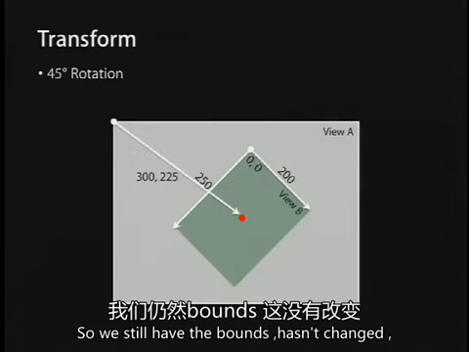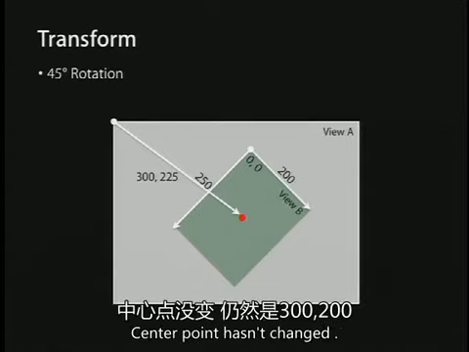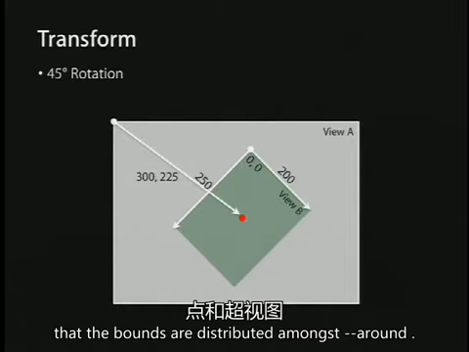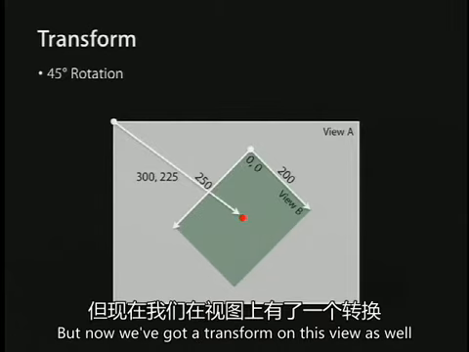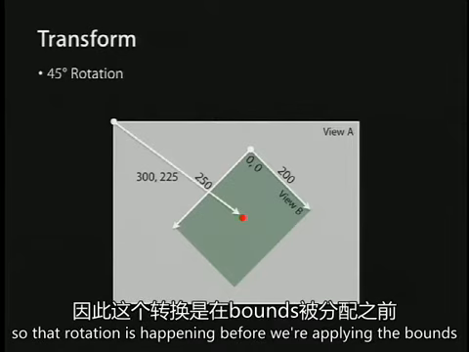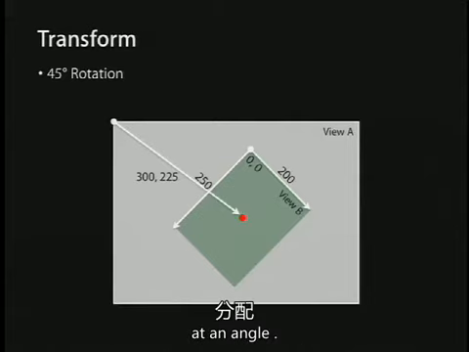So we still have the bounds, hasn't changed. Bounds is still 0, 0, 200, 250, defining the size of the view in its own coordinate system. Center point hasn't changed. Still 300, 225, it defines the point on the superview that the bounds are distributed around. But now we've got a transform on this view as well, and the transform rotates 45 degrees. So that rotation is happening before we're applying the bounds to distribute it. So the bounds actually get distributed at an angle.